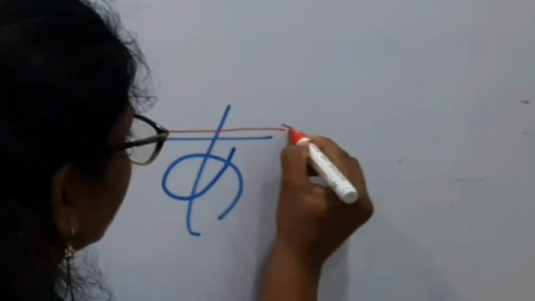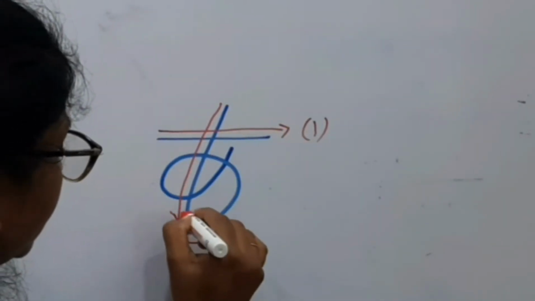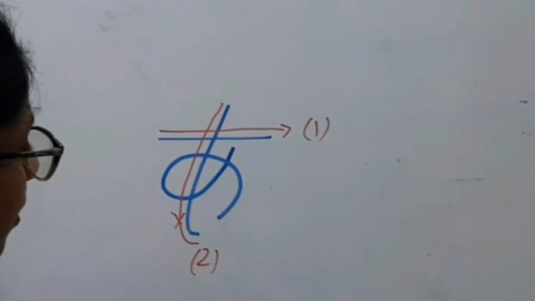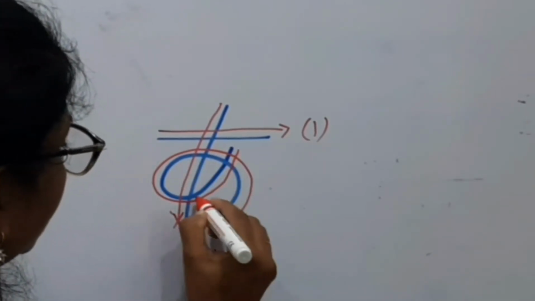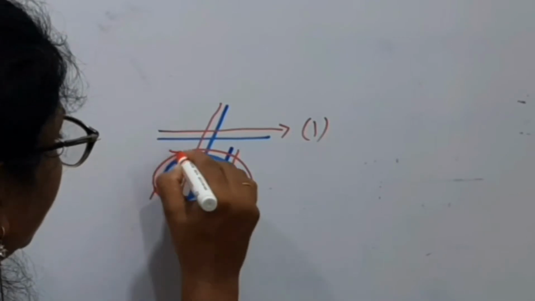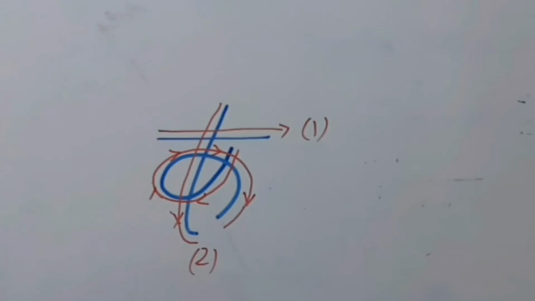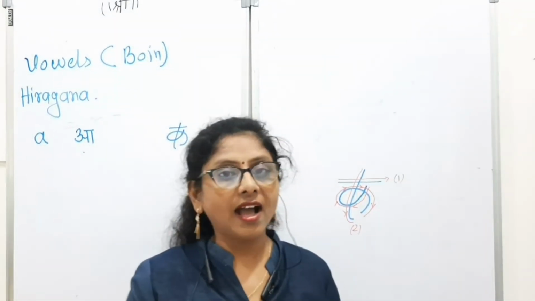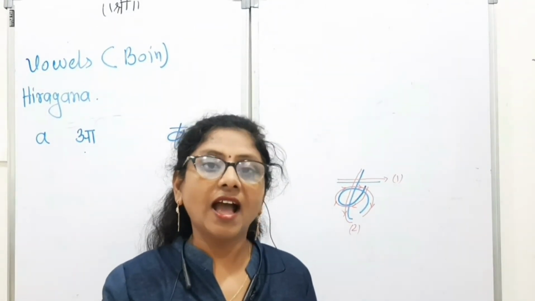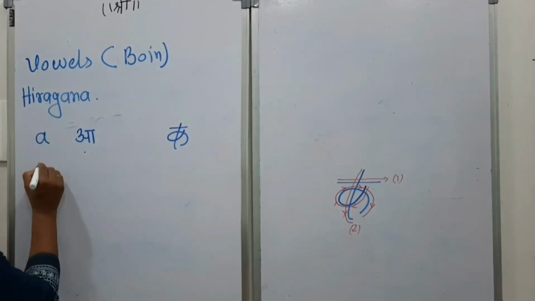This is first, this is second, and this is third. So this is your A in the Japanese language. Pronunciation understood? A. Now the second is I.